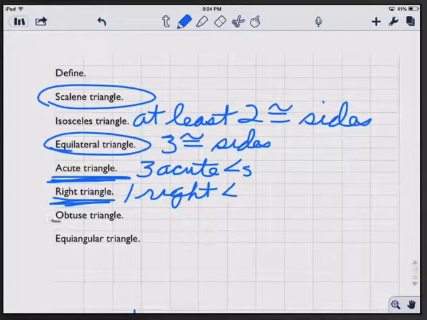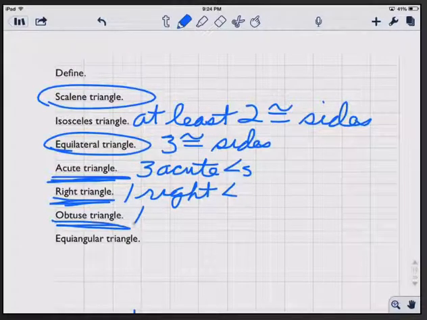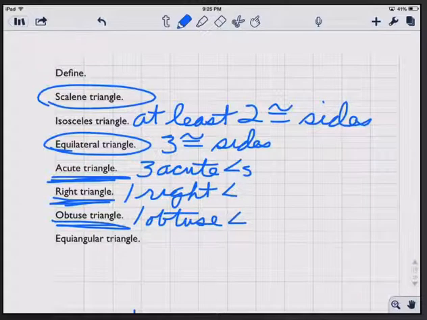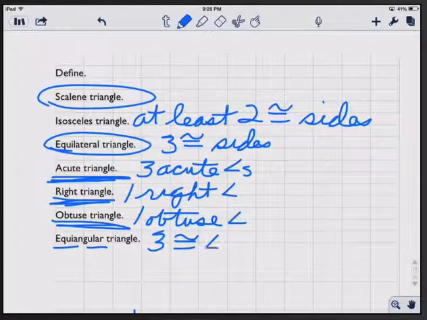And likewise, for an obtuse triangle, you have one obtuse angle. For the same type of reasoning, you can't possibly have two obtuse angles, like 100 and, say, 95. They already total something more than 180 degrees, so therefore it's impossible to have more than one obtuse angle anyways. And an equiangular triangle, equal angles. It has three equal or congruent angles.